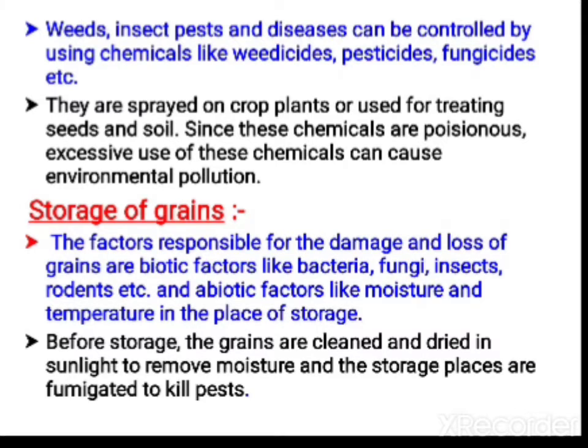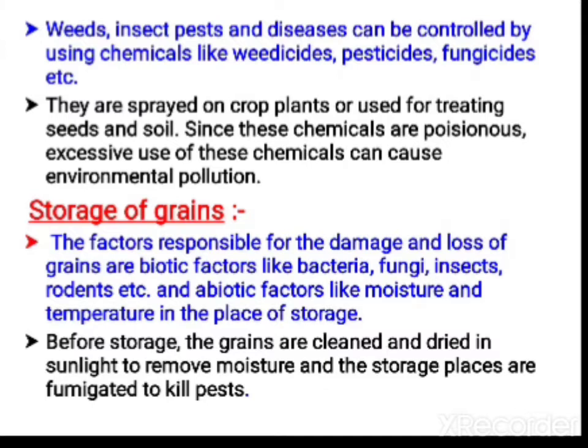So that's for small bottle storage at home. If you are storing in large scale, what you have to do? It has to be done carefully. The proper drying of the grains has to be done, and also the moisture content and the temperature wherever you store has to be proper.